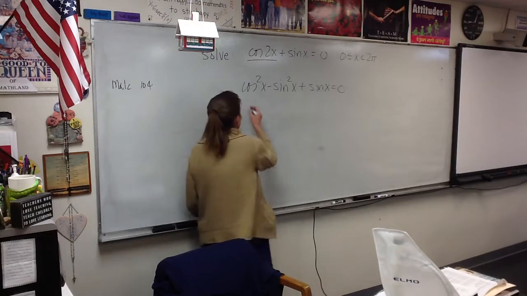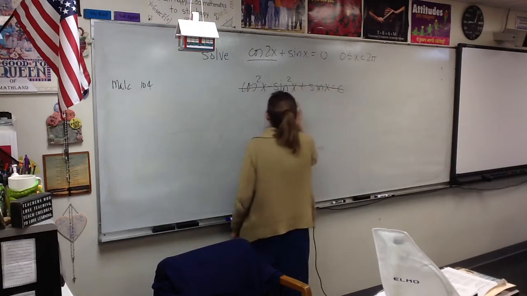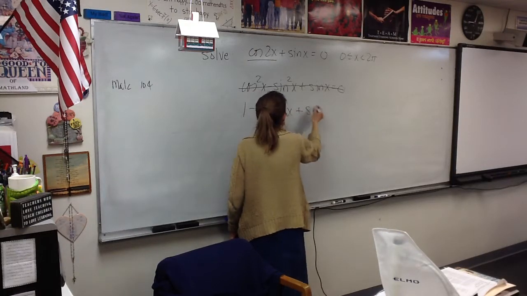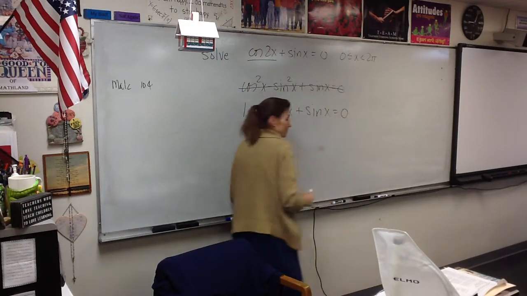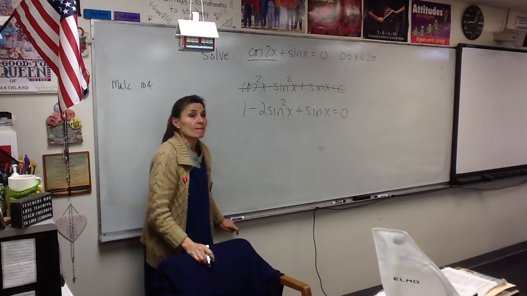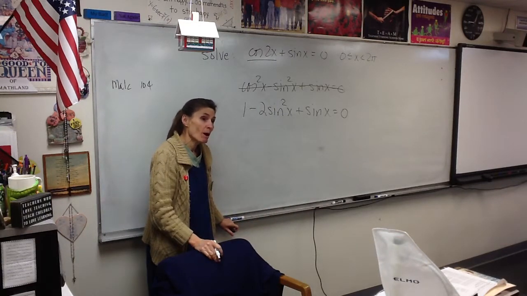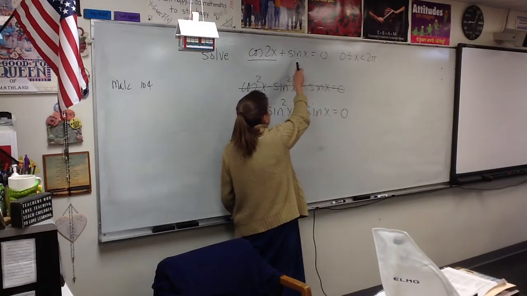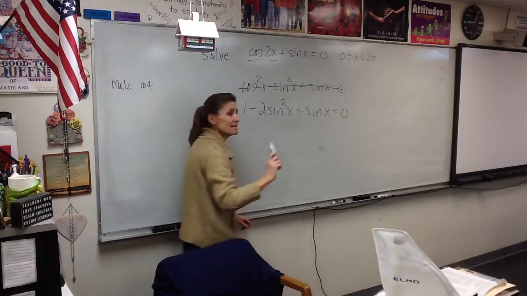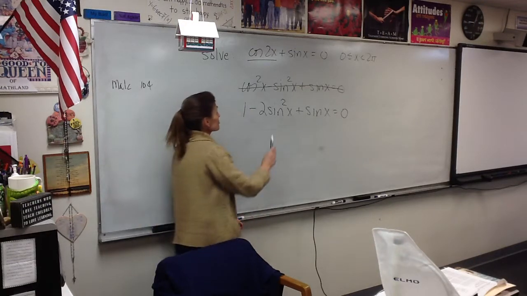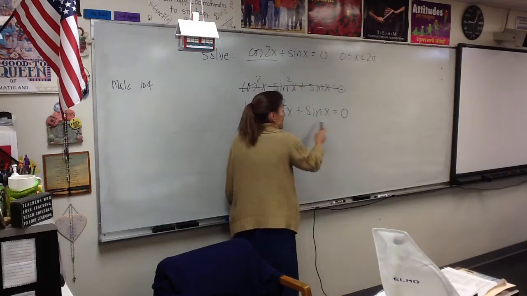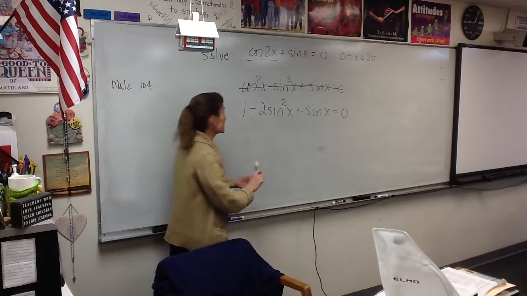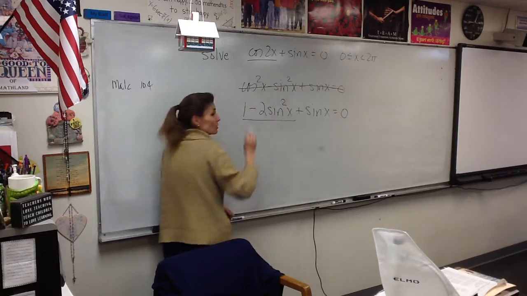Oh, now Harry, why might that be a better choice in this particular problem? Because there's already a sine in the problem. Exactly. So if we didn't have this, then it wouldn't make any difference at all. But since there's this sine already in the problem, and we have a choice, we're going to pick this version of the cosine 2x.